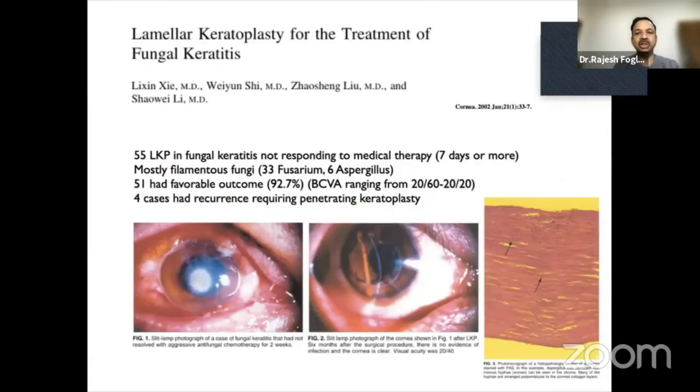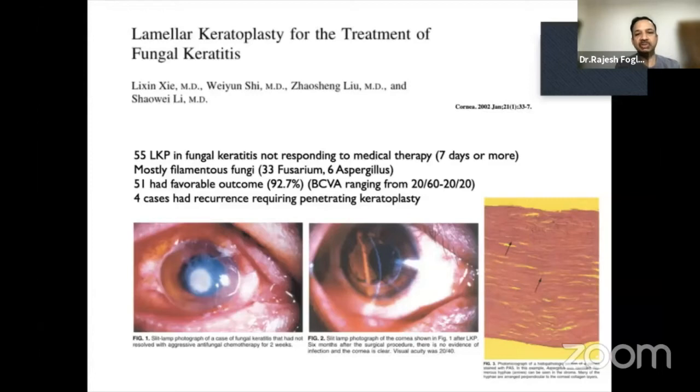This is the earliest report that we saw, published back in 2002, but they were using it for cases as early as 7 days after the medical therapy. We know that for fungal keratitis, on average, you need to give therapy for at least 35 days or more before you can see a complete resolution.